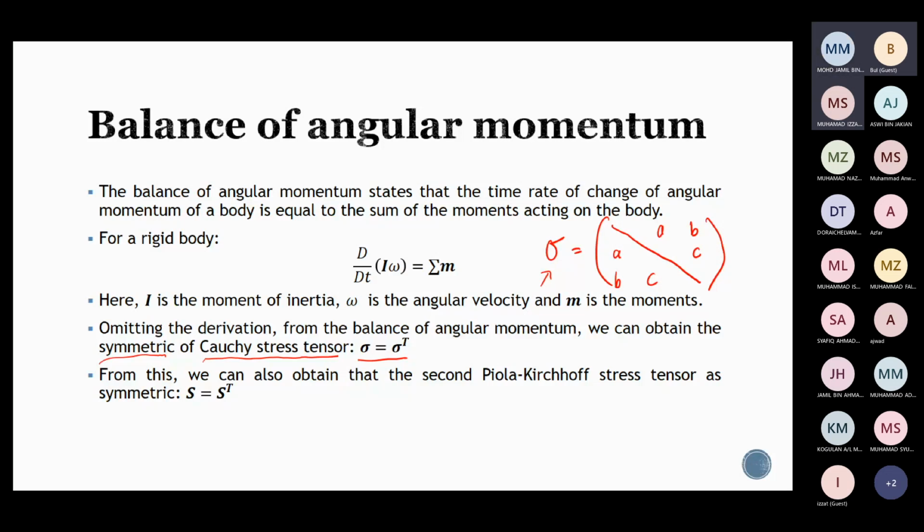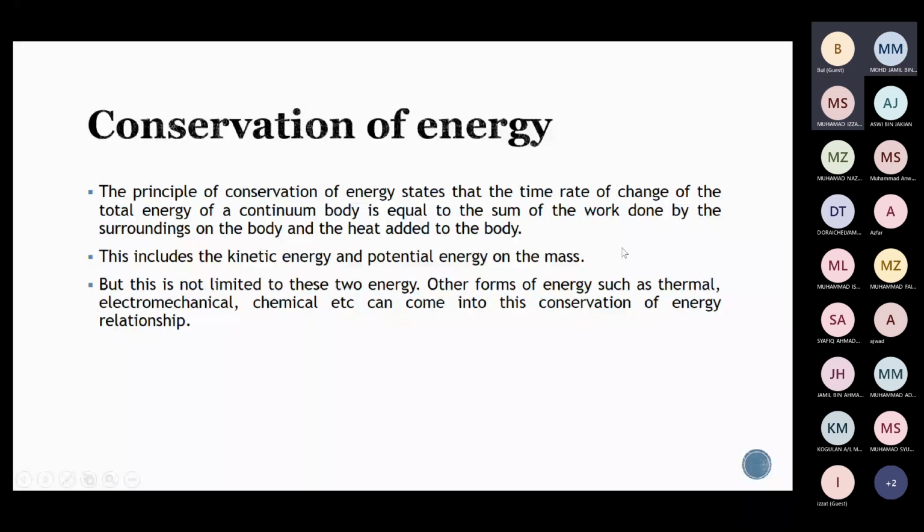Because the Cauchy stress is symmetric, the second Piola-Kirchhoff stress tensor is also symmetric. Okay, so the only non-symmetric one is the first Piola. So the first Piola is non-symmetric, while the Cauchy stress and second Piola-Kirchhoff stress are symmetric tensors. Okay, so that's it for balance of angular momentum.